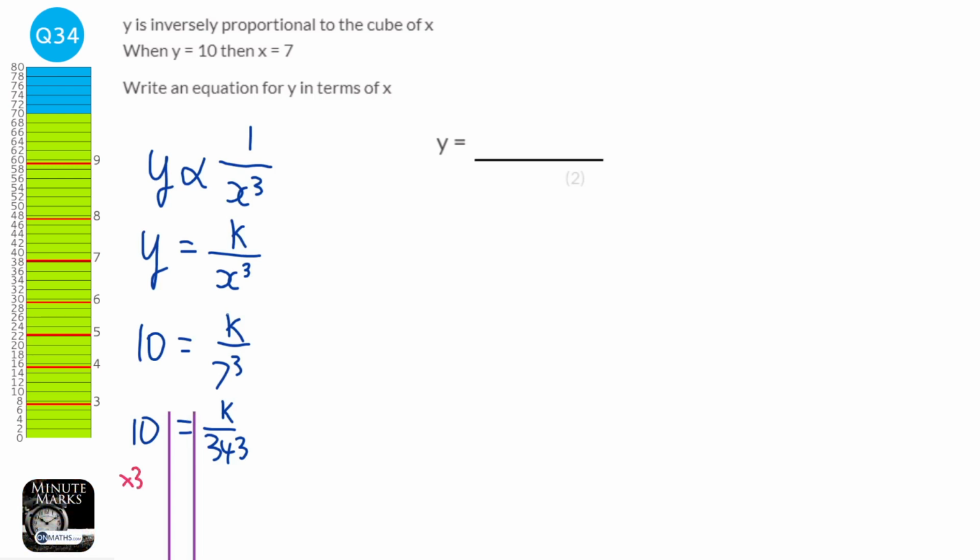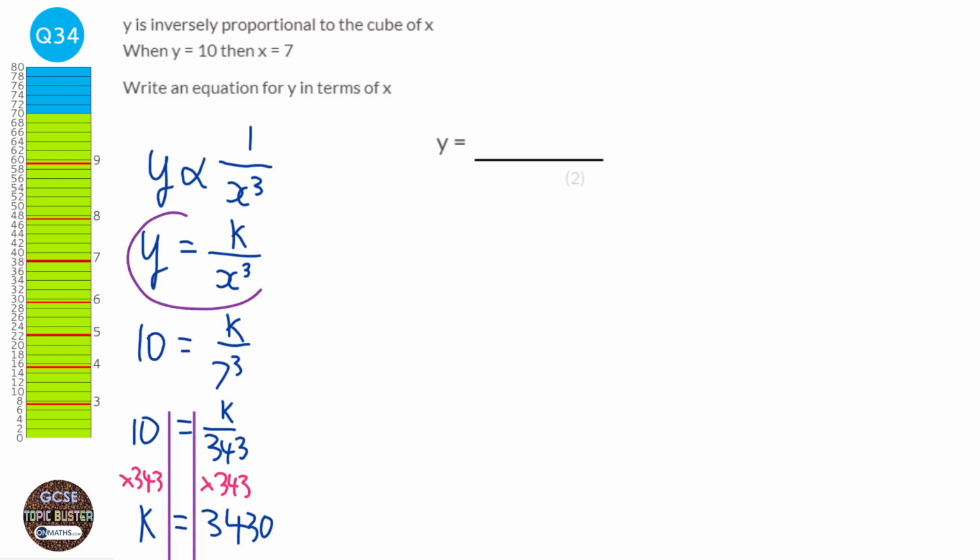So times by 343 both sides to find out what k is. And I'm just going to swap them around just to give myself a bit more space. And we're going to have k on the left hand side here. So that'd be 3,430. So k is 3,430. So what I'm going to do is just rewrite this equation here. But we know what k is now. So it's y equals 3,430 over x cubed. And that actually is our answer.